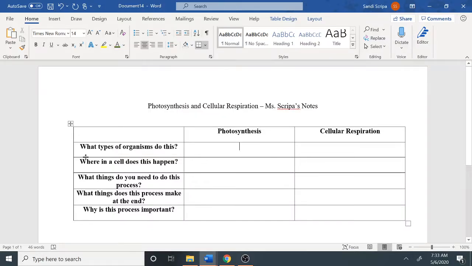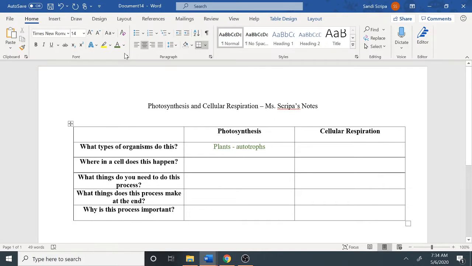So first we're going to answer what types of organisms do photosynthesis, and that would be plants. And you might remember back from our ecology unit at the very, very beginning of the year in September, we can also call plants autotrophs. So plants or autotrophs are the only ones that are doing photosynthesis.